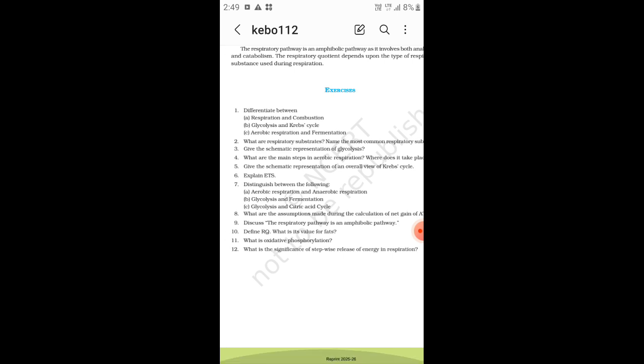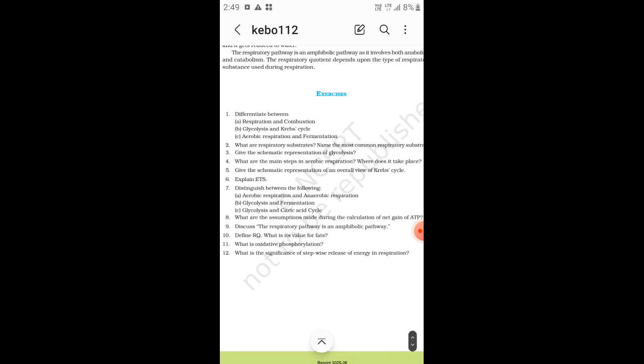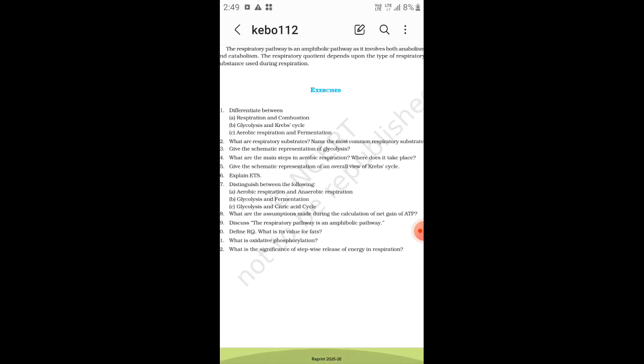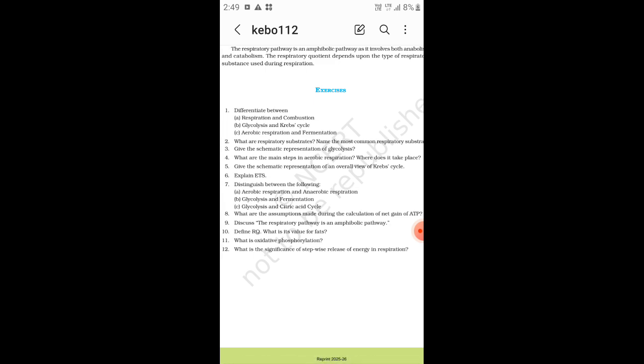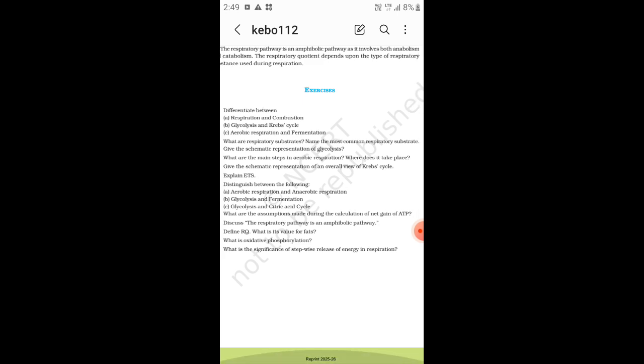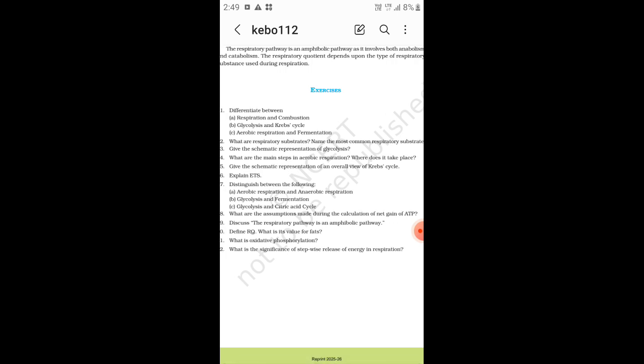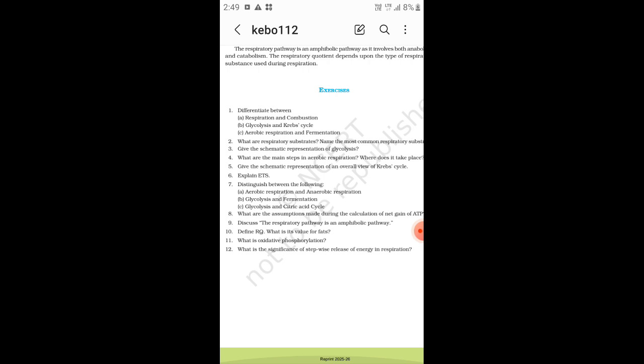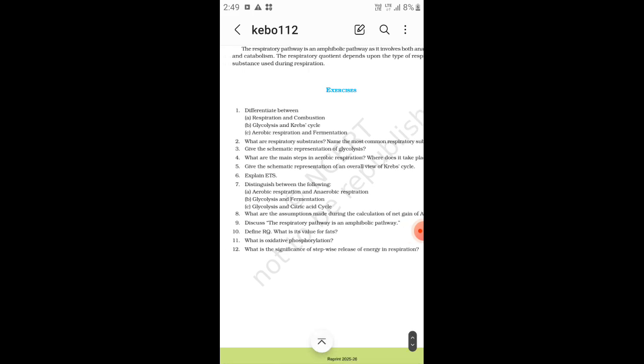And then there is glycolysis and the citric acid cycle. What are the assumptions made during the calculation of net gain of ATP? There are so many assumptions. Discuss the respiratory pathway. The respiratory pathway is an amphibolic pathway, right? Because it also involves anabolism, that is the synthesis of fatty acids from acetyl coenzyme A. So it involves both breakdown and synthesis, catabolism and anabolism. This is why it is an amphibolic pathway.